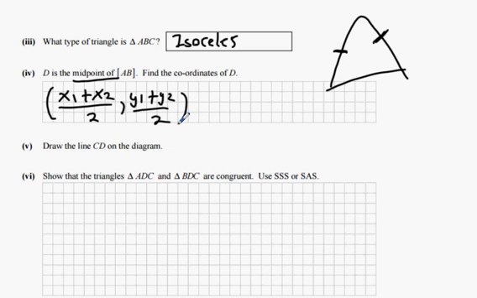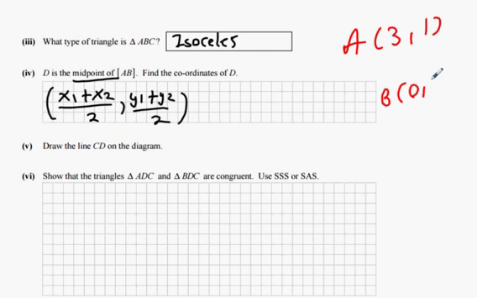Okay. Where do we get our x1, y1 value and our x2, y2 value? What is the point A and B? Somebody call that point A for me. What's point A? 3, 1. A is 3, 1. And what's B? 0, 4. 0, 4. Okay. Call one of them x1, y1, and call the other one x2, y2. Add them together. What's x1 plus x2?